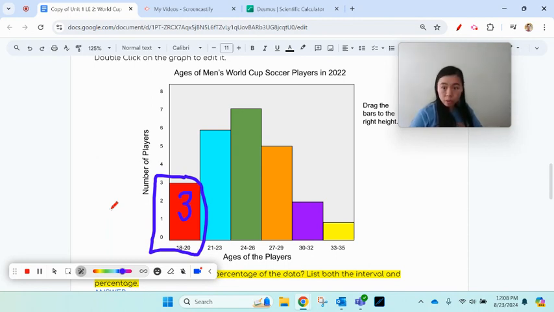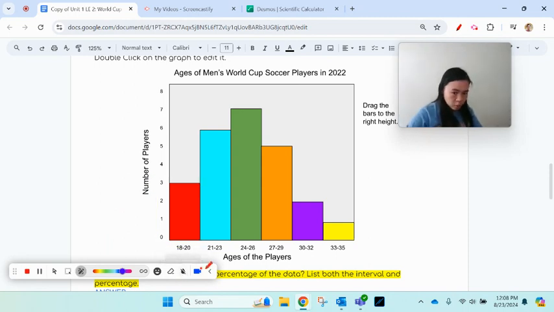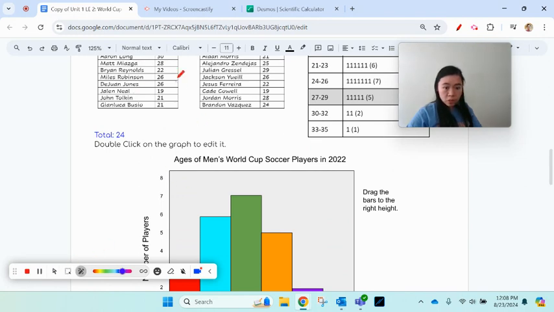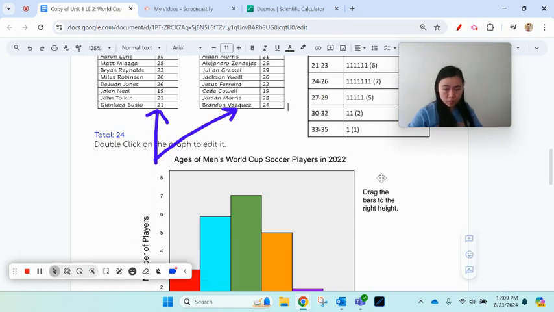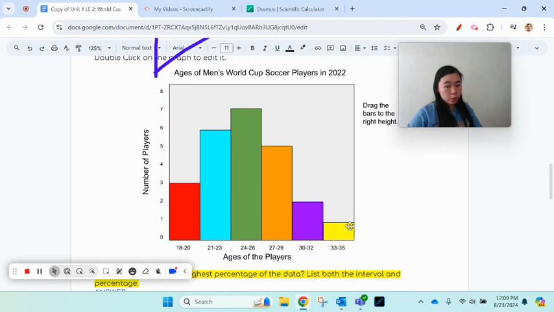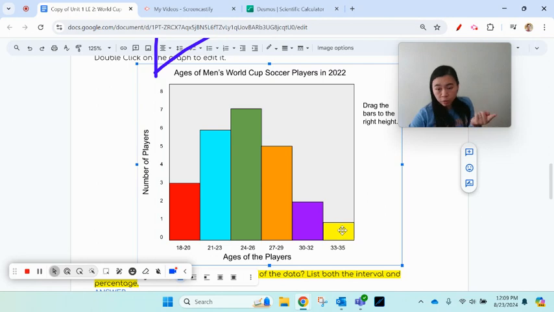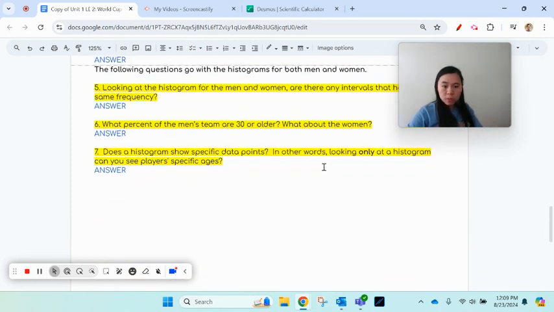It does not tell me their exact age because I already put them in ranges. The only way to know their exact age for this problem is if we go back up and take a look at these tables right here. I know their exact ranges, but even our frequency table won't tell us exactly how old they are. It just tells us the range. I know that there's one player that's between 33 and 35, but I don't know if this player is 33 or if he's 34 or if he's 35. So histograms will not tell you exact numbers. Okay, we do not know a player's specific age only looking at a histogram.